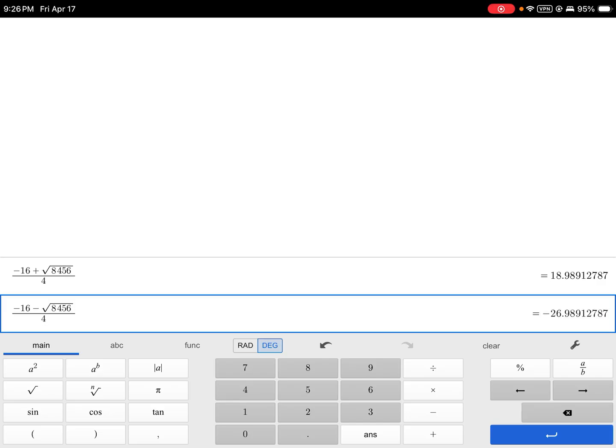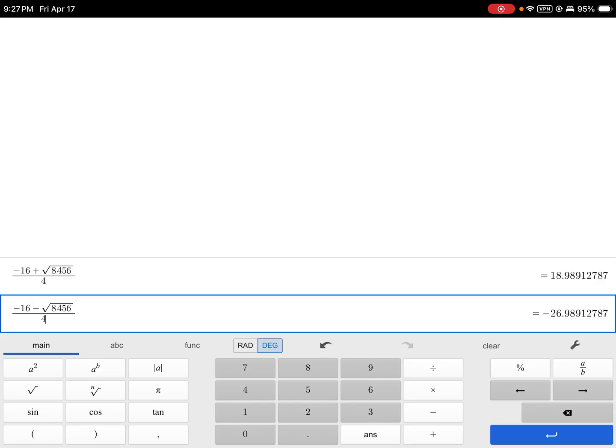Now we have these two answers here. H could equal both, honestly, but we have two answers. We have 18.989 and negative 26.989. Now we're solving for a height of the rectangle. That is a distance. Can those be negative? No. All right, so the negative 26 answer is going to kick the bucket. We can't use it because it's nonsensical. We cannot have a negative length.